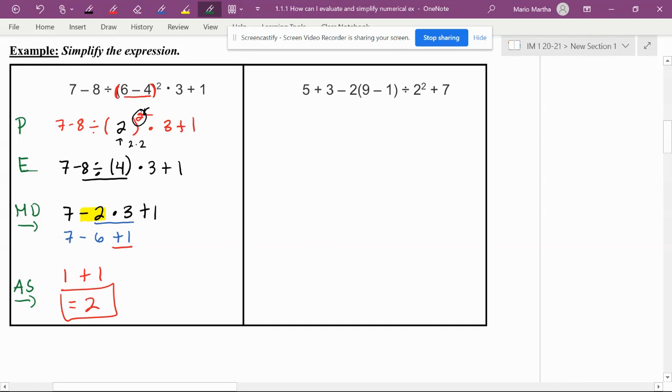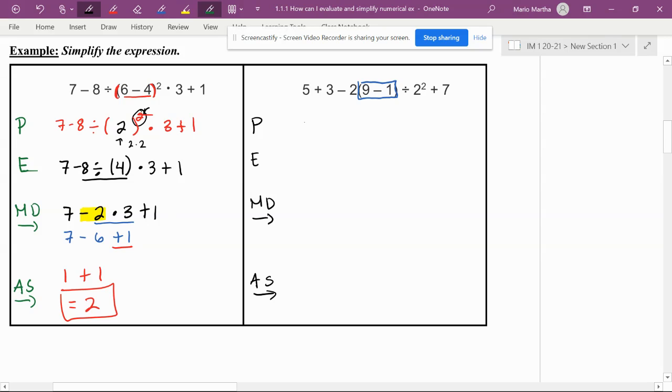So on the next example, I want to do the same thing. So I'm going to write out my PEMDAS. So P, parentheses, exponents, multiplication or division, and then addition or subtraction. So first step, check for parentheses. I see there's already parentheses right there. So everything else gets written exactly the same.